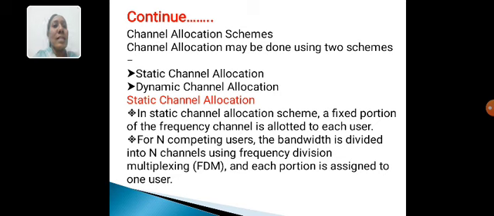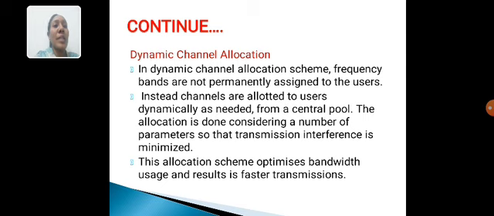Channel allocation schemes. Channel allocation may be done using two schemes: static channel allocation and dynamic channel allocation. Static channel allocation. In the static channel allocation scheme, a fixed partition of the frequency channel is allotted to each user. For n competing users, the bandwidth is divided into n channels using frequency division multiplexing, FDM, and each partition is assigned to one user.